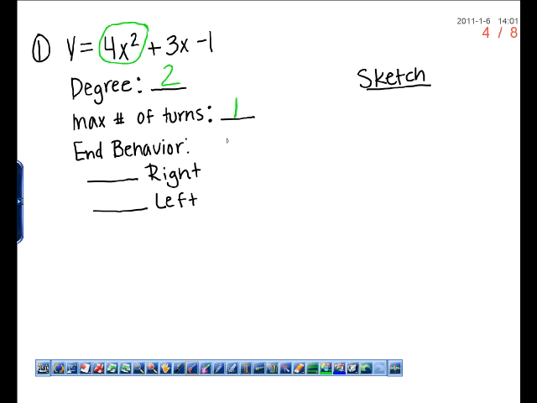All right, now let's figure out our end behavior. In order to decide if it rises right or falls right, which number am I looking at? I'm looking at the leading coefficient, and the leading coefficient here is 4. Is 4 greater than 0 or less than 0? Greater than 0. So do I rise right or fall right? Rise right.